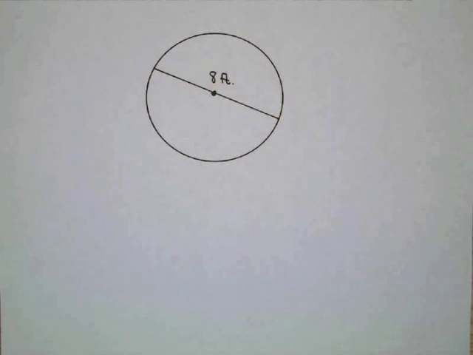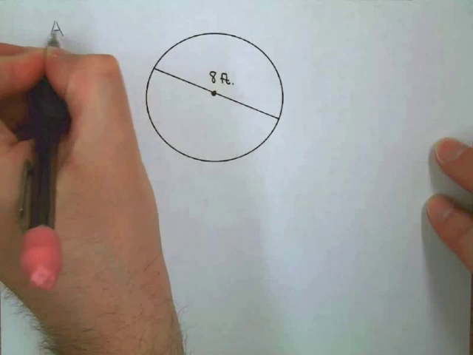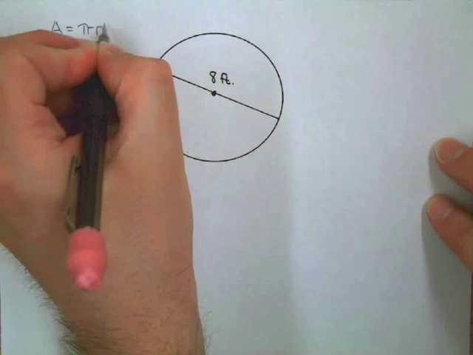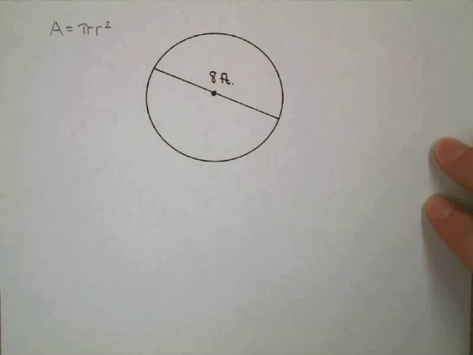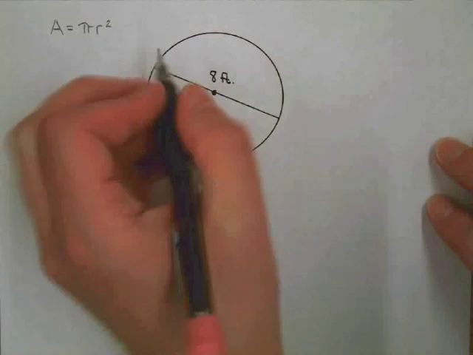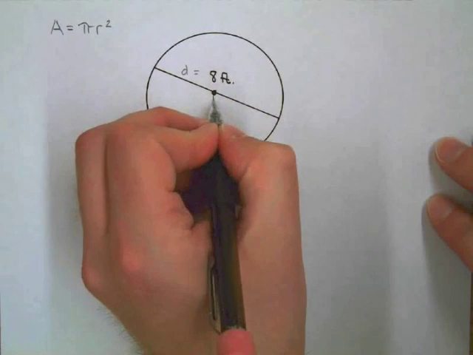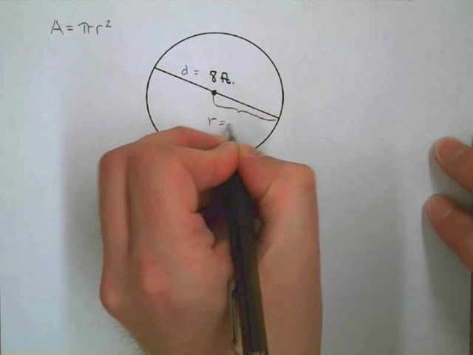Lesson 10-5, Example 2. Our objective, learning to find the area of a circle. And a reminder, the area of a circle is going to be found by pi multiplied by the radius squared, or the radius times the radius. Well, here we have a circle with a diameter of 8 feet. Our radius, again, is half of that diameter. So our radius in this case would be 4 feet.